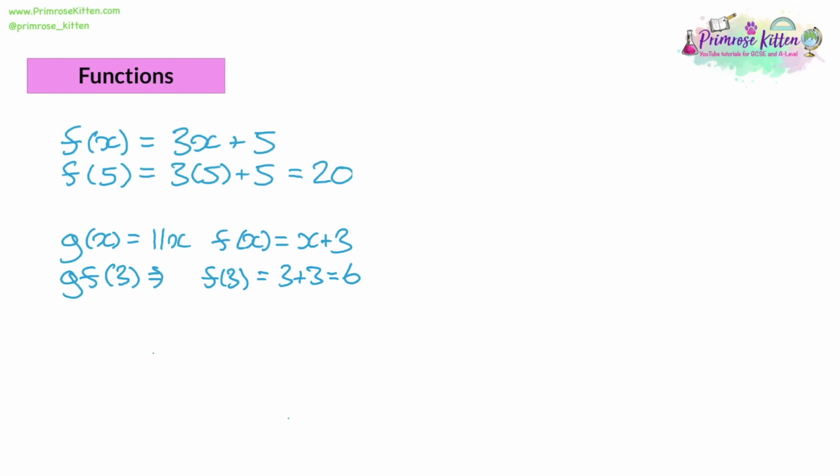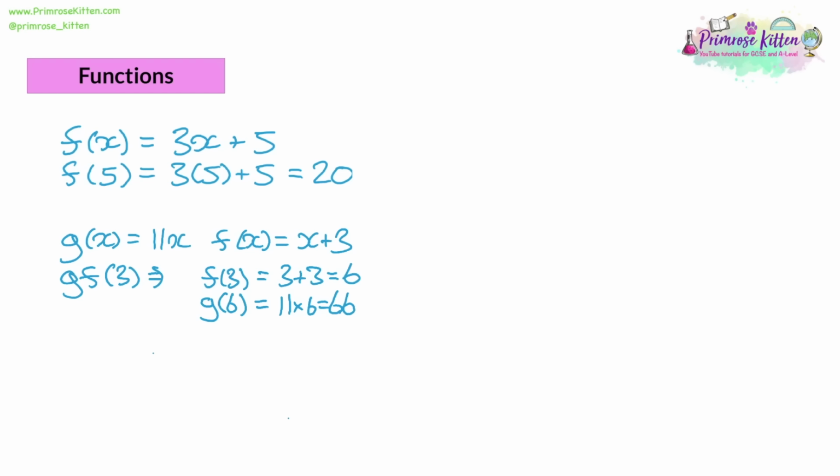Now from f, next we do g. It's going to be g of our new answer, which is 6. And g of 6 is 11 times 6, which is 66 for our answer. So to substitute into multiple expressions, we start off with the expression that's nearest the number we're substituting. We'll do f first, and then we do g.